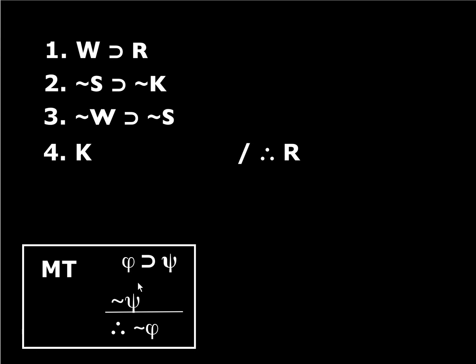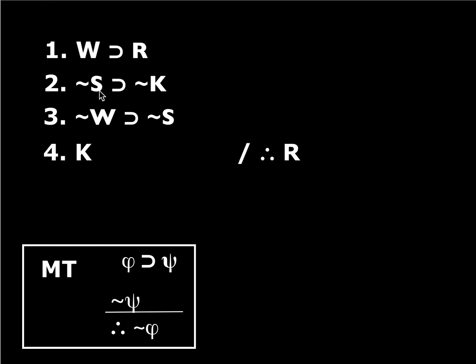Okay, so just to remind you, here's modus tollens. If I have a conditional and I have the negation of the consequent, I can derive the negation of the antecedent. So here's my conditional. I have the negation of the consequent. So this says I can derive the negation of the antecedent. Well, the antecedent is not S.